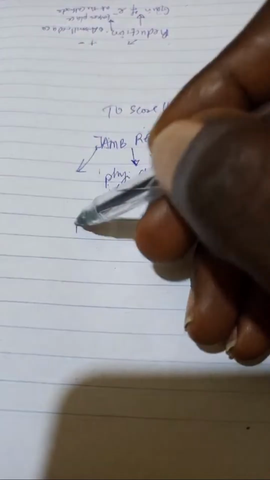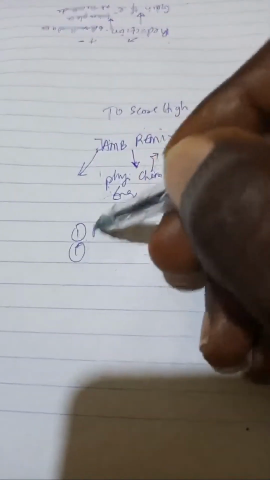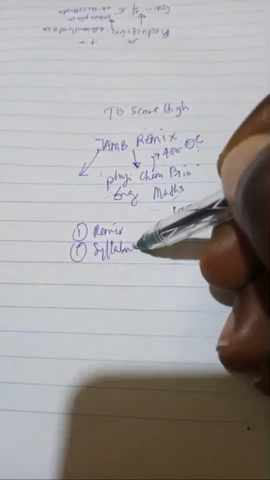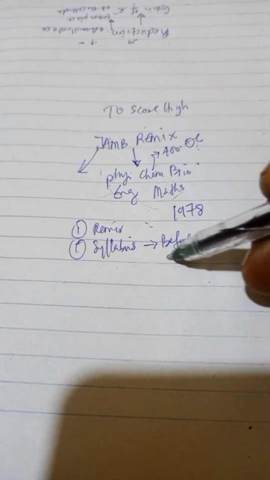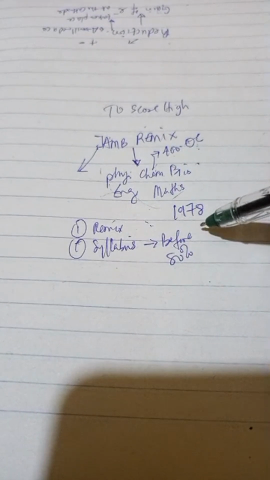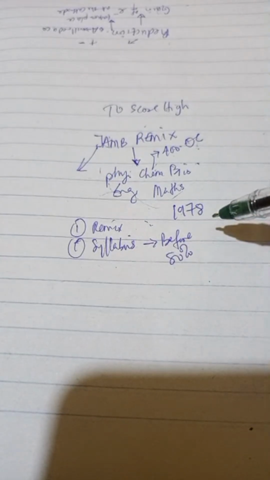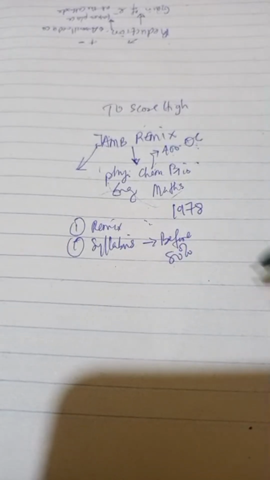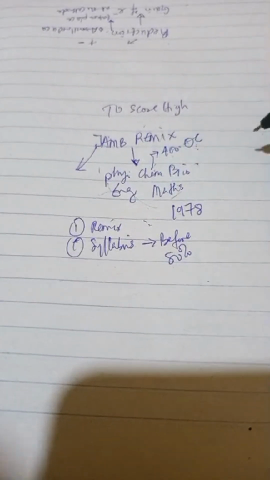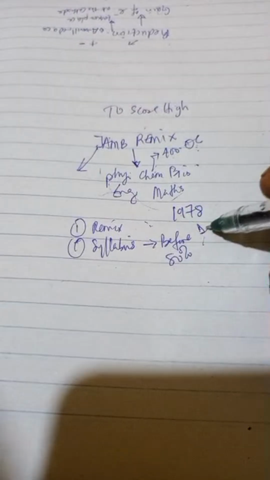One, that's the first thing. Your syllabus. Also finish your syllabus. At least before December this year, finish at least 80%. Because you have to be reading now. It's not like when it is January that you now start reading. Then the rushing will be too much. You have to start reading now before December.